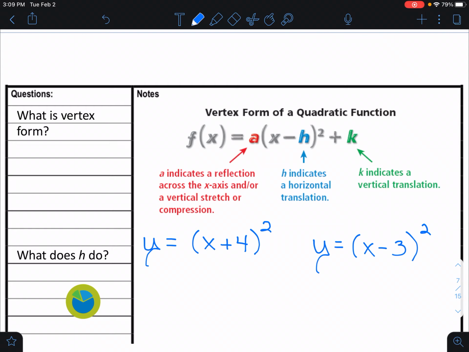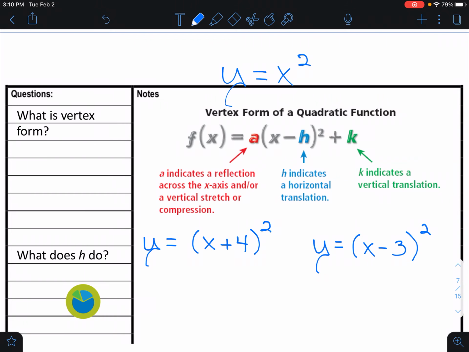We're going to compare it to the parent function, the regular one, just y equals x squared. The first one I wrote here is y equals x plus 4 quantity squared. So what does that plus 4 do? What might you think it does? Make a prediction about what you think that might do to the graph, and then we're going to look at it.